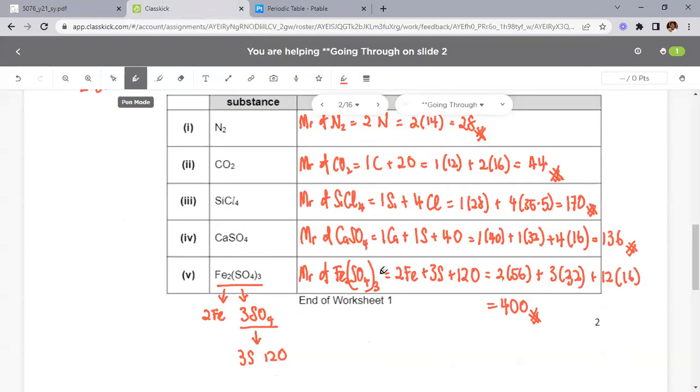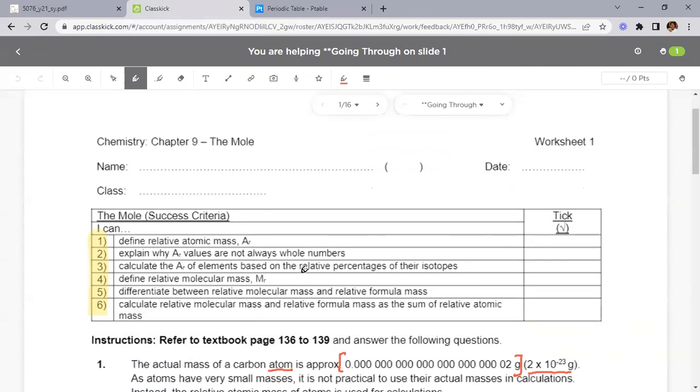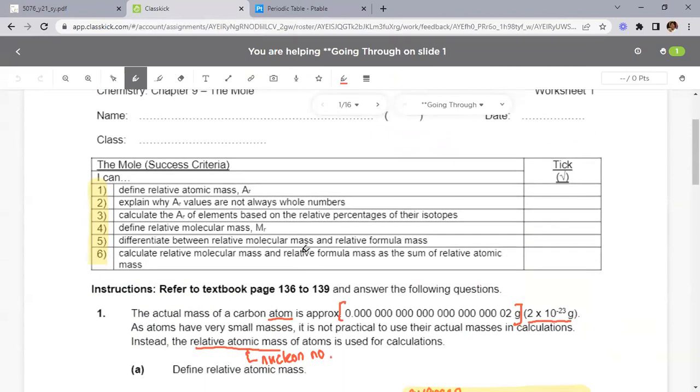So this is the Mr that we have calculated until the end of worksheet 1. Let's go back to the first page. What have we done so far? We have learned to define relative atomic mass. So put a tick here if you think you can. Next, we have learned to explain why Ar values, relative atomic mass, are not always whole numbers. We have also calculated the relative atomic mass of elements based on the relative percentage of their isotopes. Now, these two we did as a package, right? In the explanation part, I did the calculation first, then went on to do the explanation.